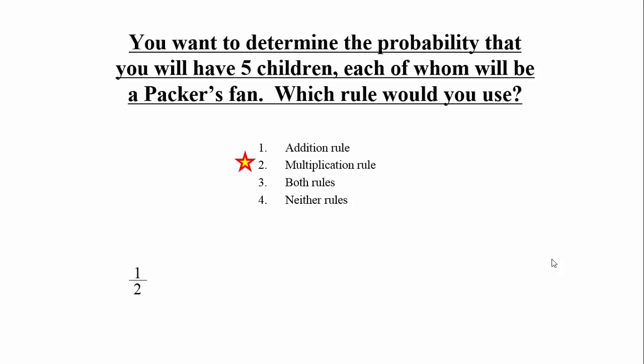Well, I'd say the probability of the first child being a Packers fan is 1/2, because either they could be a Packers fan or a Bears fan. That's it, right? We're excluding all the other NFL teams, obviously. So the first child, it's a 1/2 chance. The second child, it's 1/2. The third is 1/2. The fourth, the fifth. I'm multiplying all those down the line using the multiplication rule, and my answer will be 1/32. So the answer to this question is 1/32.